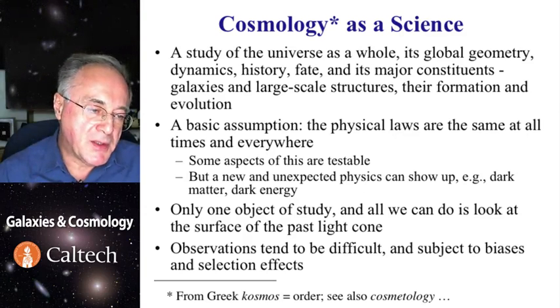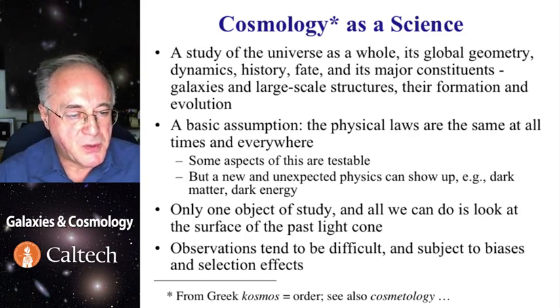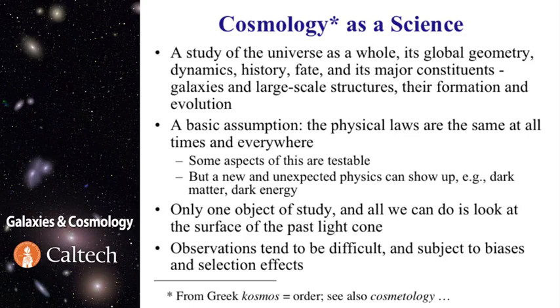Unlike most other sciences, cosmology has only one object to study. There is only one universe in which we live. And all we can do is sit and watch, or in technical terms, we can look at the surface of the past light cone. So there are parts of the universe that are a priori not observable to us. We're pretty much sure that they do exist, and they're probably not very different from the parts that we do see, but it's something to keep in mind.